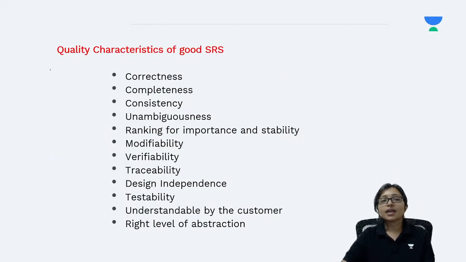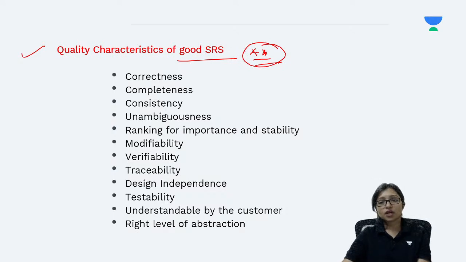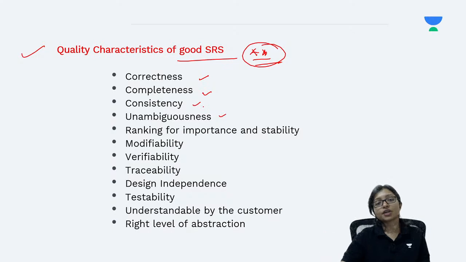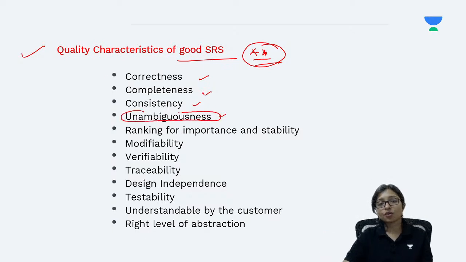So these are the main quality of a good SRS. It is also very very important. Questions are coming from here. Quality of the good SRS. What are the good quality of a good SRS? Correctness, completeness, consistency, unambiguous. It should not be ambiguous, means two interpretation. This is very very important. 2 times question came from here.